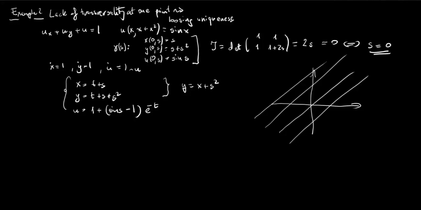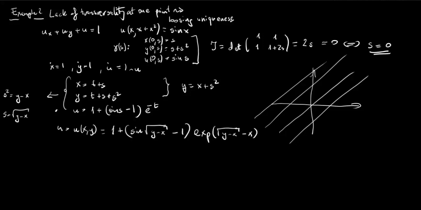And now, if we try to find an explicit formula for the solution as u of x, y, we simply see that from here we get that s squared is equal to y minus x. So taking the square root, we get s equals the square root of y minus x. And then we can insert it into this equation, obtaining the solution in this form. Okay, so that's our general solution.